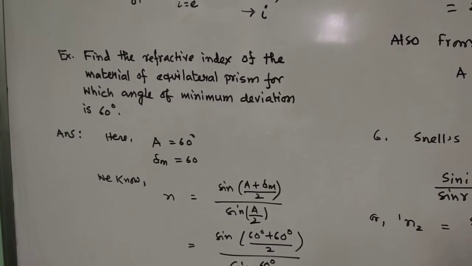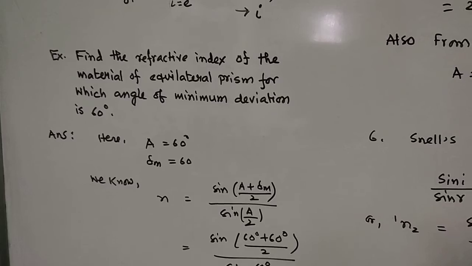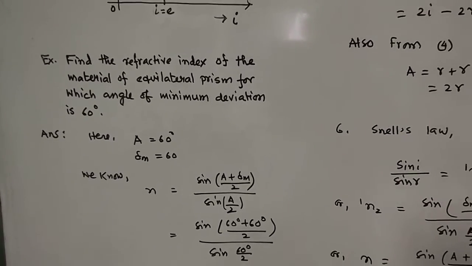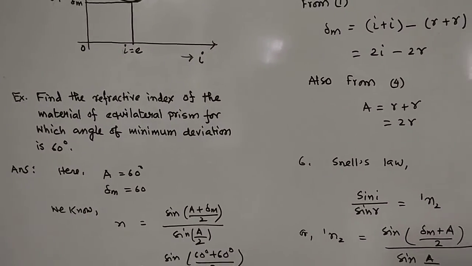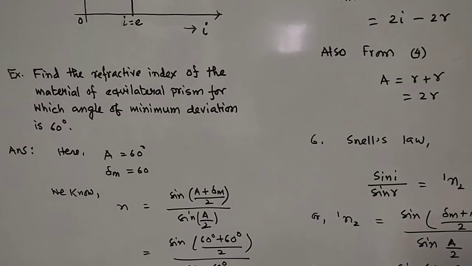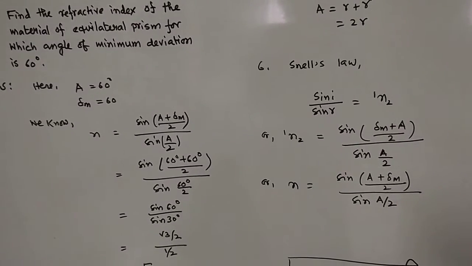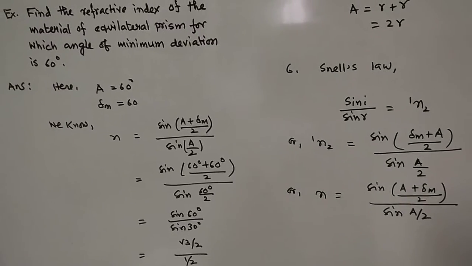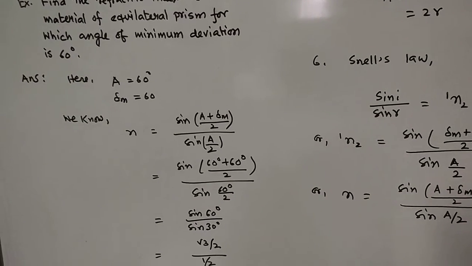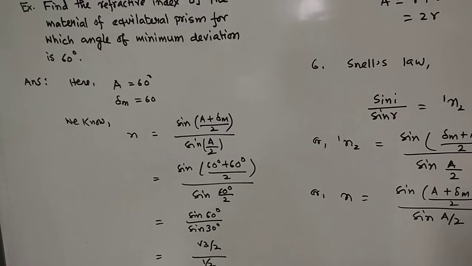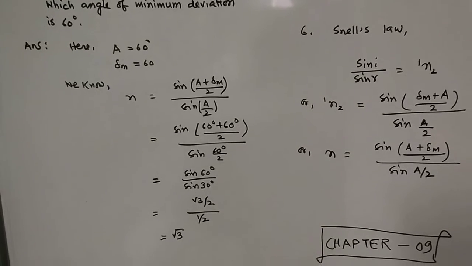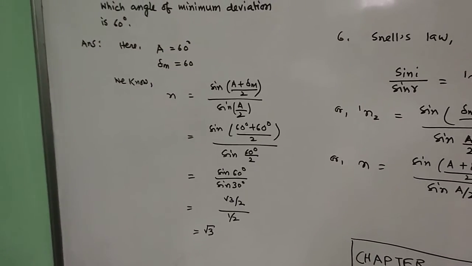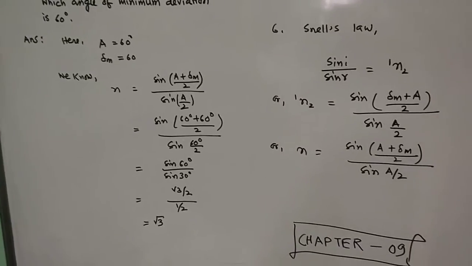So we are trying to apply this formula in the numerical. Find the refractive index of the material of the equilateral prism for which the angle of minimum deviation is 60 degree. So equilateral prism, that's why each angle is your 60 degree. So delta m is your 60 degree as per the question. So if you substitute n equal to sine of A plus delta m by 2 by sine of A by 2, sine of 60 plus 60 by 2, that is your sine 60 degree, and sine of 60 by 2 is your sine 30 degree. So sine 60 degree is your root 3 by 2 and sine 30 is your half, so 2 goes off, so it is your root 3. So refractive index is your root 3.